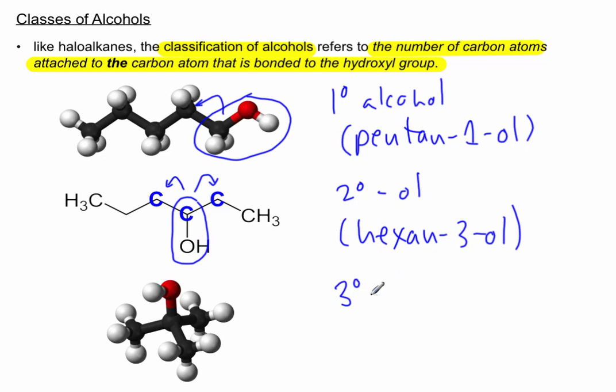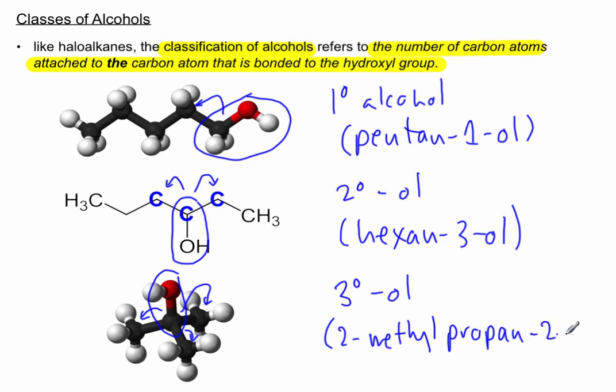Finally, obviously this is a tertiary alcohol. Hopefully you can see why. Here's my OH group with the carbon, and that carbon is bonded to 1, 2, 3 other carbons. So that's why it's a tertiary alcohol. And this tertiary alcohol would be known as 2-methylpropan-2-ol. It's easy to see why it's tertiary, because the numbering is the same for a branch and the position of the OH group. 2 and 2 tell you that's a tertiary alcohol.